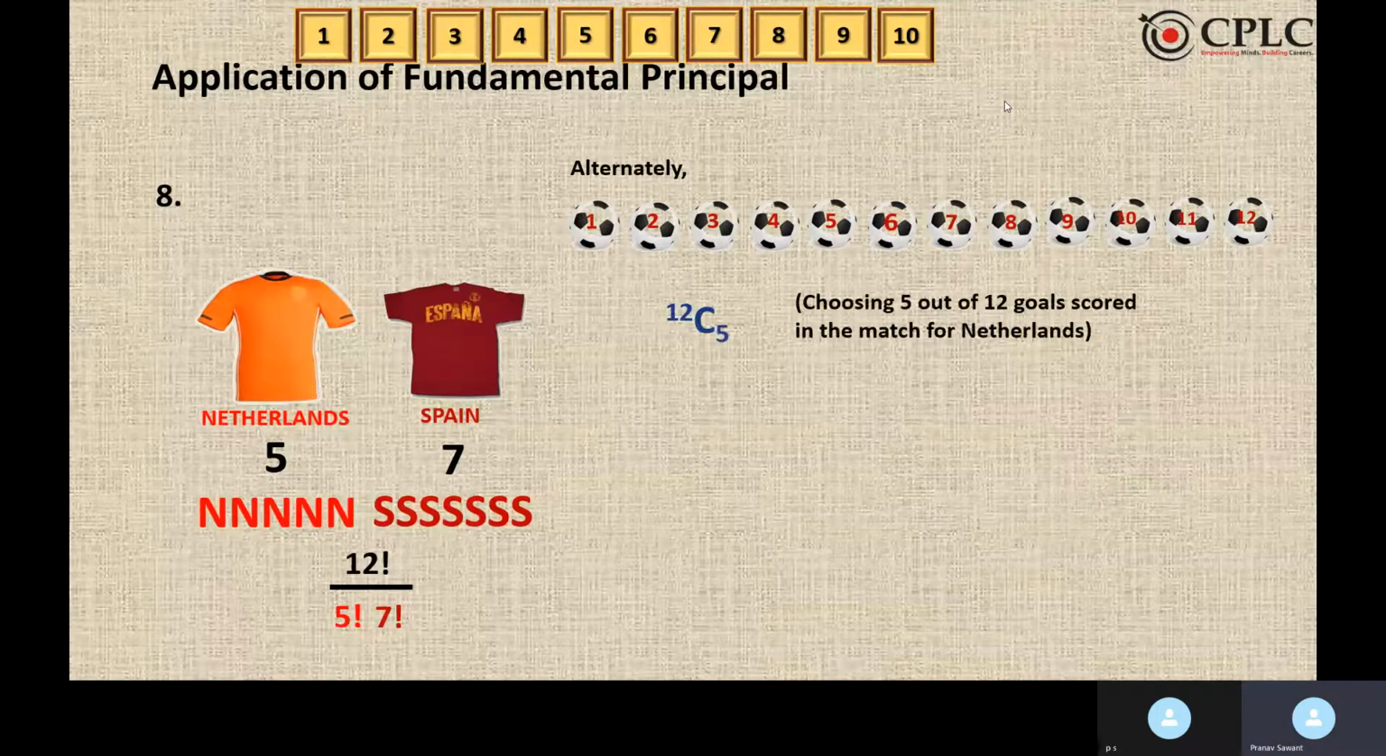Now we can also solve it in this way. Choosing 5 out of 12 goals scored in the match for Netherlands, it is going to be 12C5. So option 2 is the answer to the first sub question.